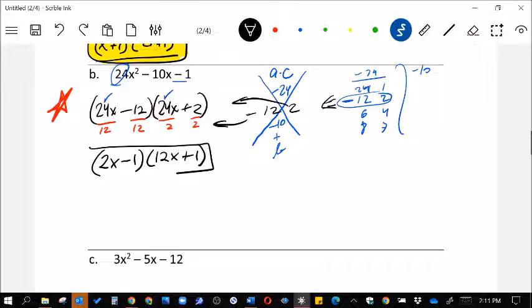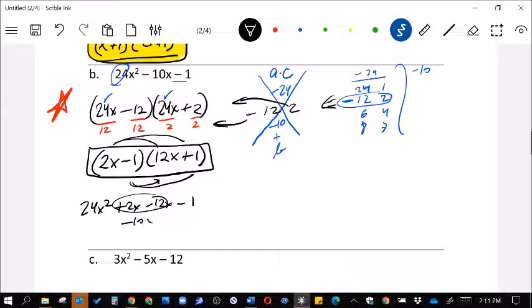Okay, let's get it back. Make a nice box here. So 2x times 12x is 24x squared. 2x times 1 is plus 2x. Negative 1 times 12x here is negative 12x, and negative 1 times 1 is minus 1. These combine to make a negative 10x, so I do indeed have this original. Yellow highlighting to show that's correct.